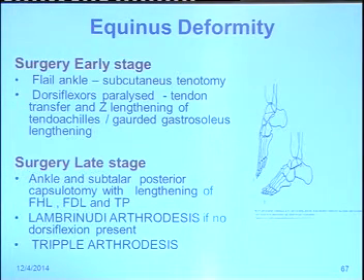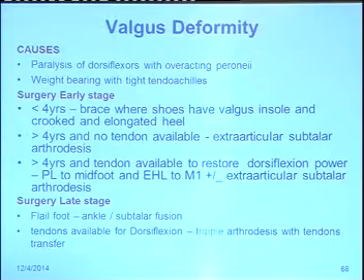If the dorsiflexors are paralyzed, you do a tendon transfer, most probably tibialis posterior is transferred to the midfoot, and you lengthen the tendo Achilles. In a late condition, you do just an ankle and subtalar posterior capsulotomy with lengthening of flexor hallucis longus, flexor digitorum, and tibialis posterior. If the dorsiflexors are not available, you just do a Lambrinudi arthrodesis, or sometimes you may require a triple arthrodesis.